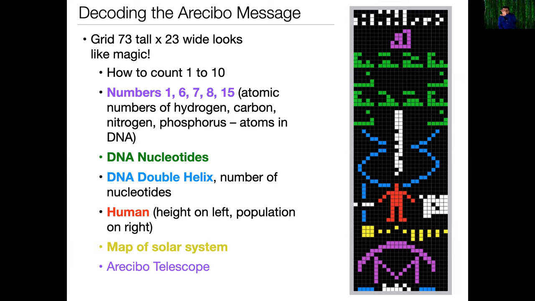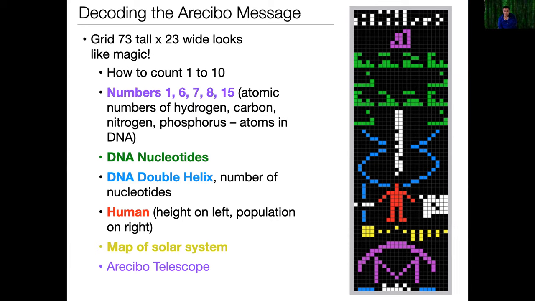The next group of green characters there are the chemical formulas for the DNA nucleotides. The blue swoopy lines there are a pictorial representation of the DNA double helix, and written down the middle of the helix is the number of base pairs in human DNA. So that's about a billion base pairs.